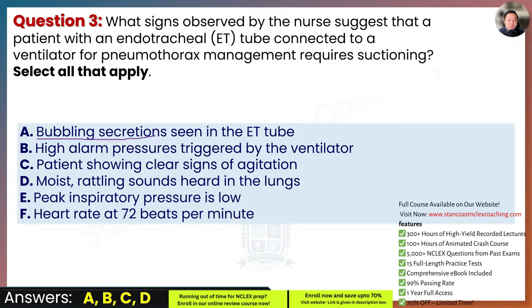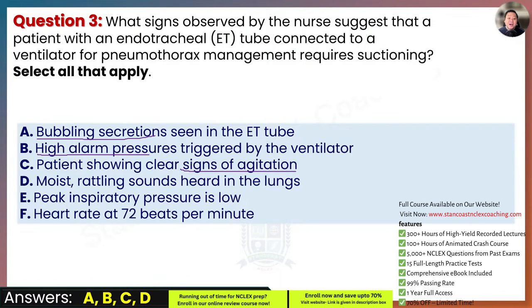So the clue in option B is this: high alarm pressures. This basically suggests resistance, often due to excessive secretions. Now, letter C. Is the patient showing signs of agitation? This could be restlessness or maybe discomfort, particularly in a ventilated patient, and can mean they're struggling to breathe due to an airway obstruction. Signs of agitation, that's already a clue right there.